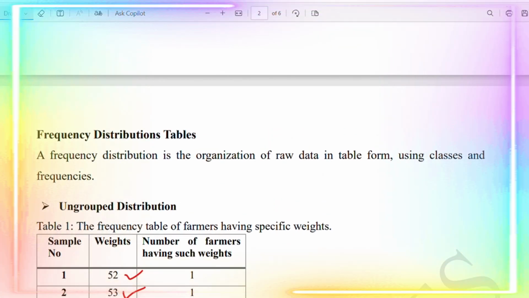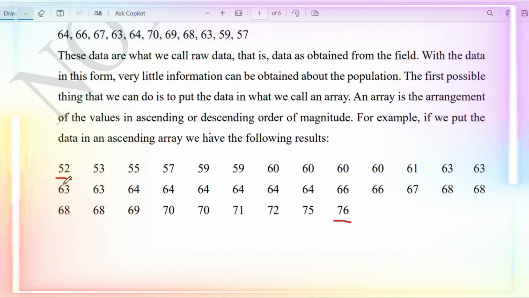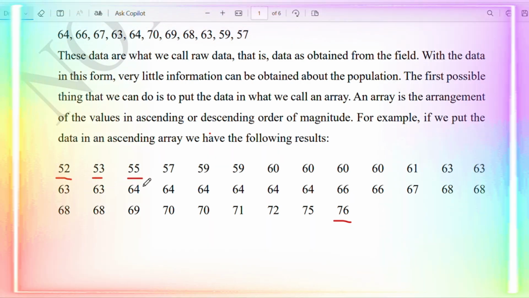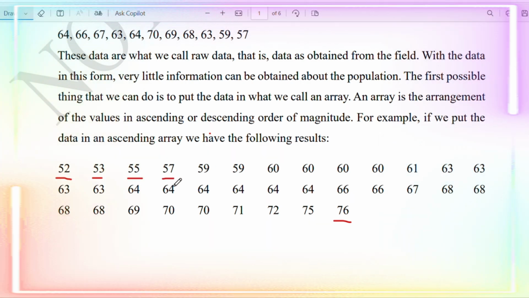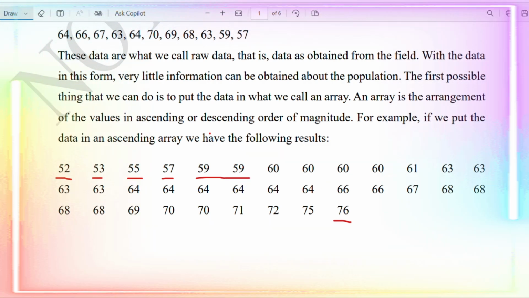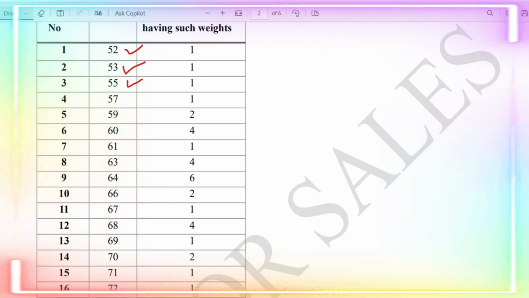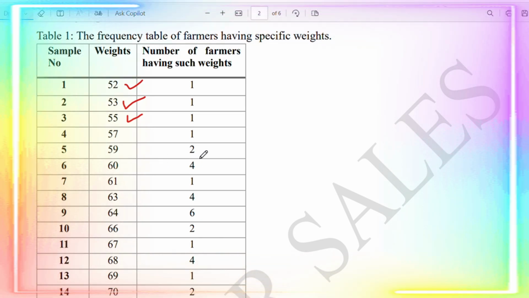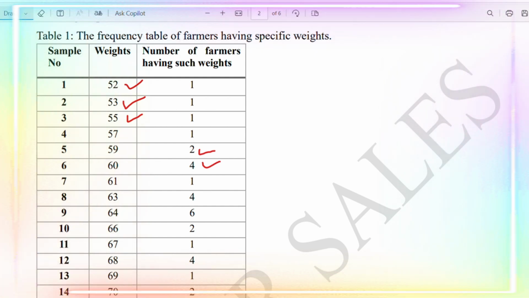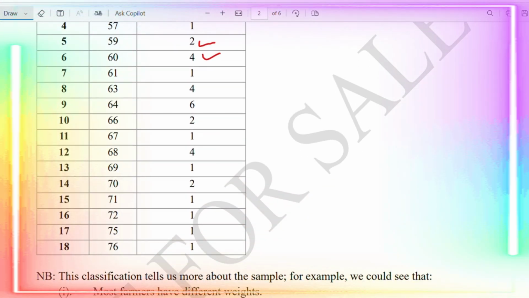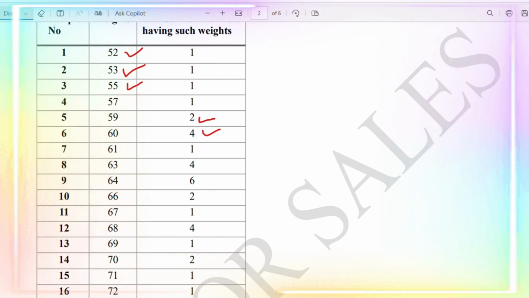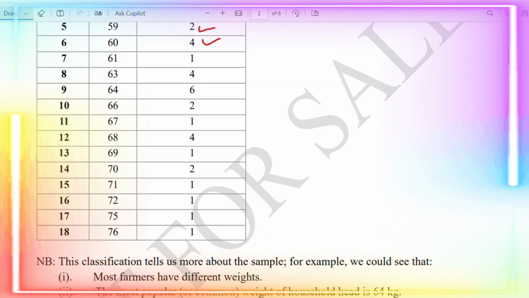So now, if you look at it here, we have only 52, 53, there is no 54. We have 55 occur once, then 57, then 59 appeared twice. And that is what we recorded here. 59 appeared twice, 60 appeared 4 times, and so on and so forth. So from this table, you will see the frequency of each observation as appeared in that data.